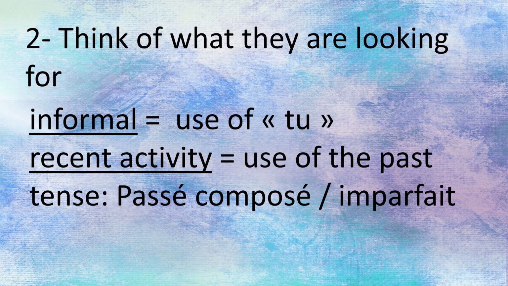So you need to think of what they are looking for if you're taking an exam, for example. So informal, you know straight away that you're going to be using the tu form. Recent activity suggests that you are going to talk about something you've just done. And of course, it's going to include the past tense. But you need to remember that the past tense comes with the passé composé as well as the imperfect. And you could even use the pluperfect if you know how to use it.